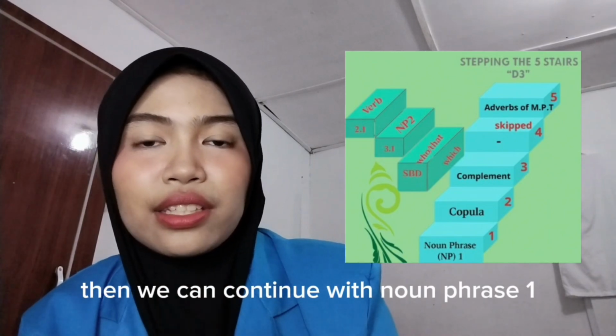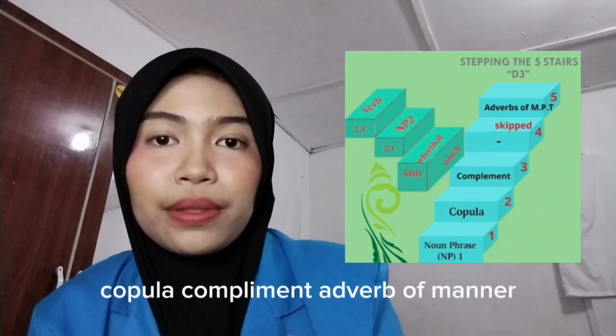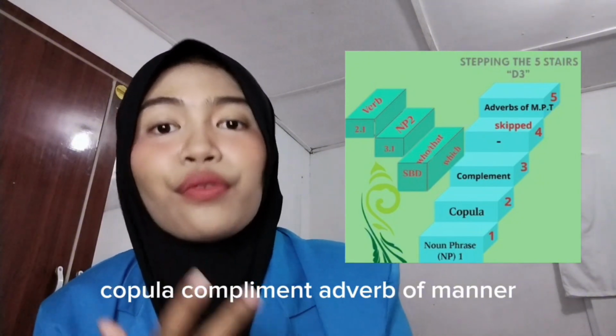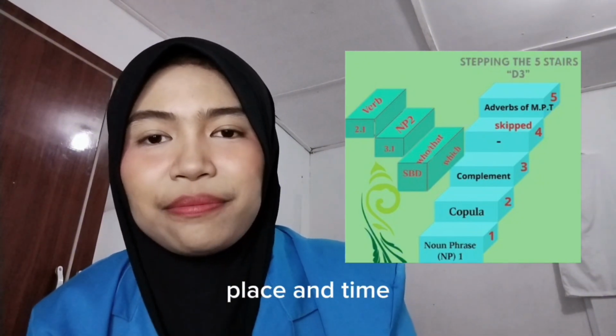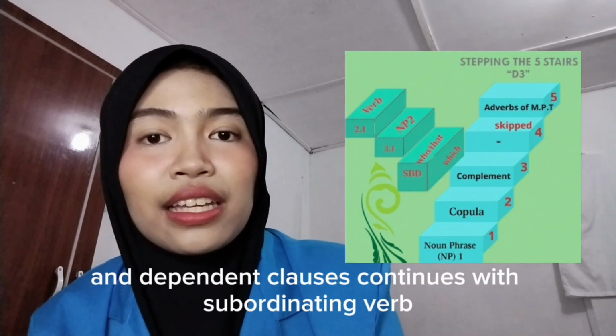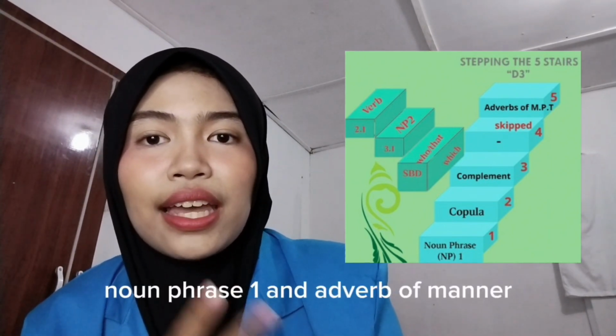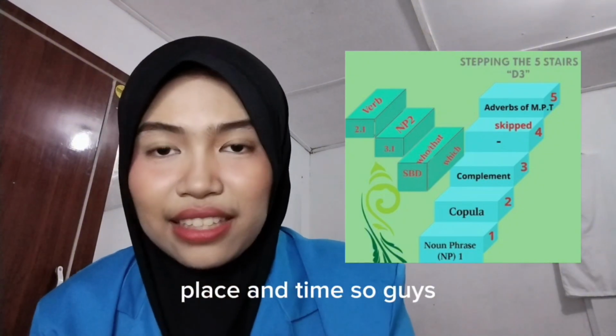Then we can continue with noun phrase 1, copula, complement, adverb of manner, place, and time. And dependent clauses continues with subordinating, verb, noun phrase 1, and adverb of manner, place, and time.